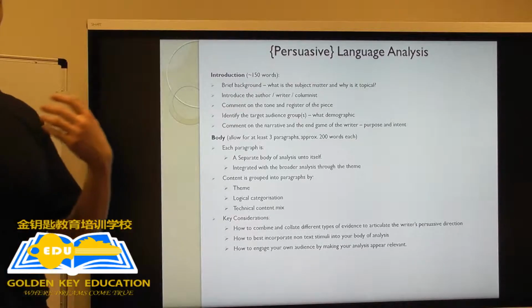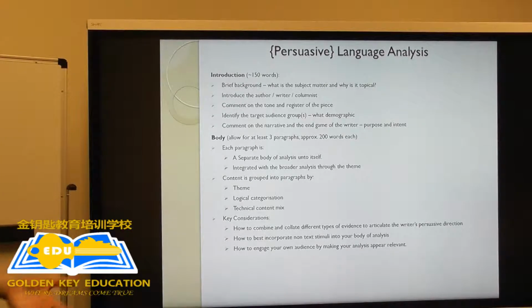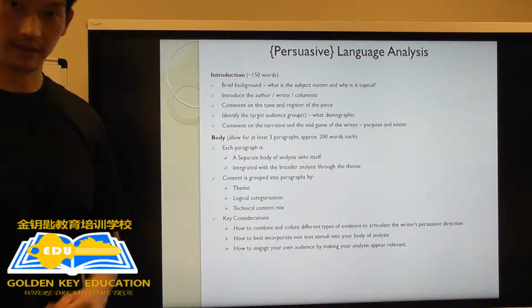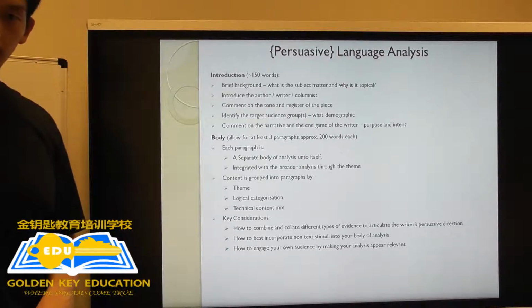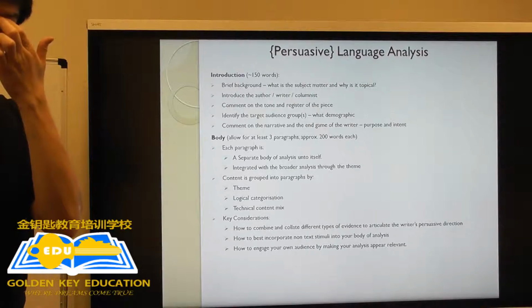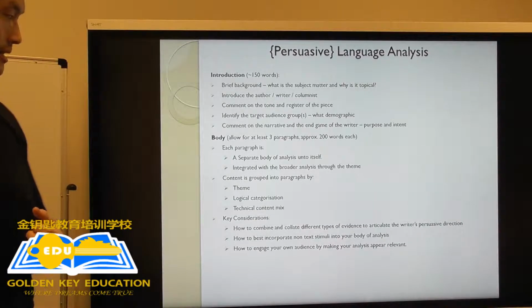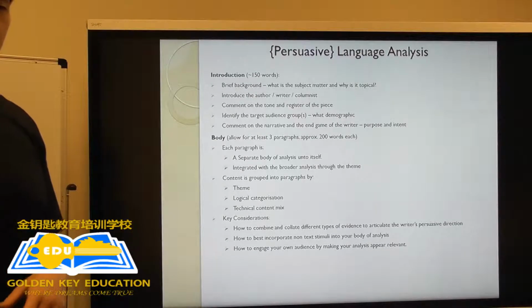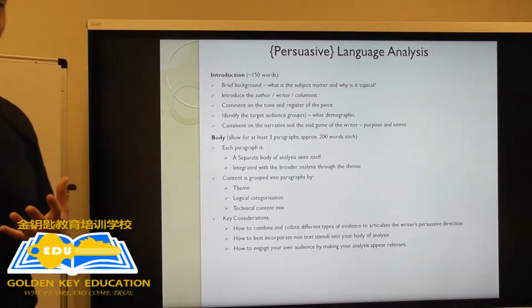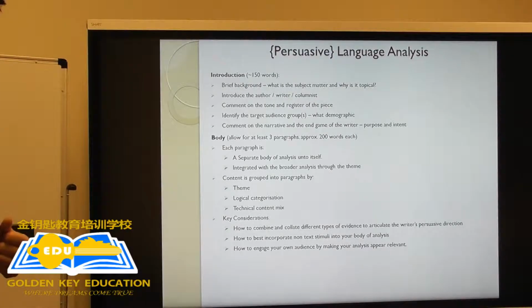Where are they taking readers? What is their end game and how are they doing it? What evidence are they using in order to achieve that final objective? You need to incorporate non-text stimuli, including auditory and visuals as well as imagery into your body of analysis. And to do that successfully is going to make or break that piece.